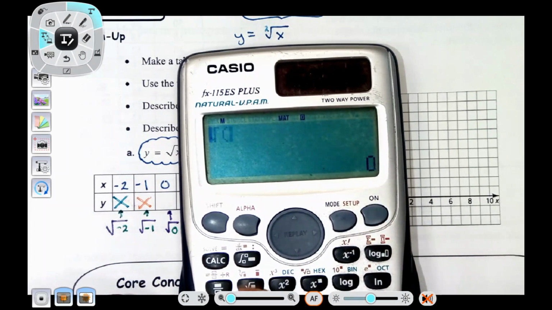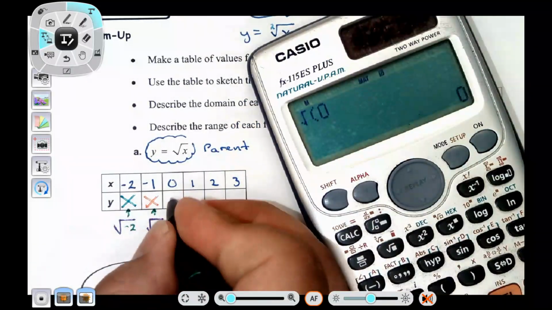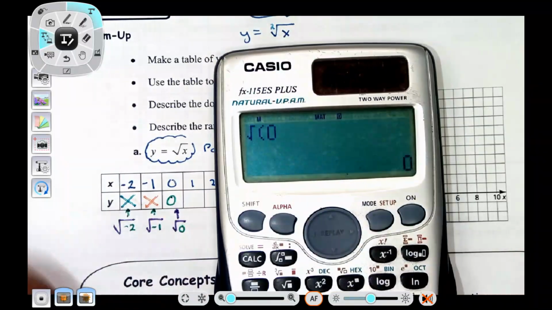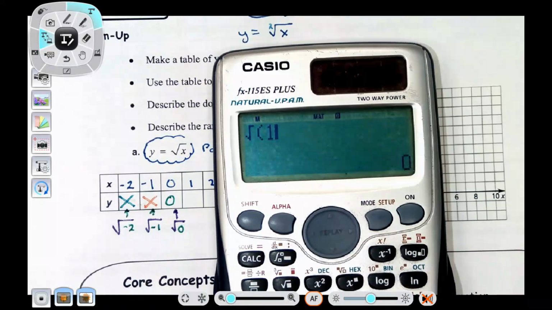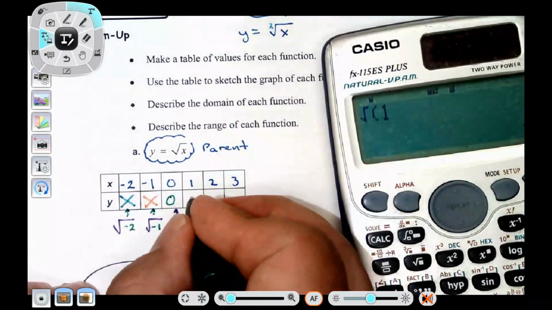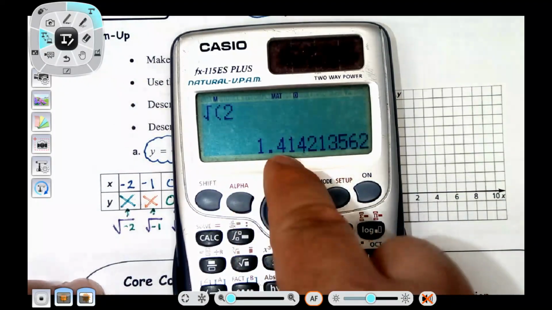So I go square root of 0. Let me start all over. Square root of 0. Here we go. All right, I finally got a number. I got an answer of 0. So now I'm going to plug in a 1. So I'm going to go square root of 1. All right, I got 1. I'm going to take a square root of 2. All right, I got 1.4.